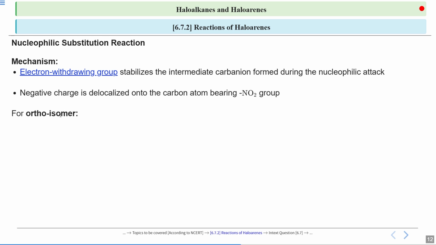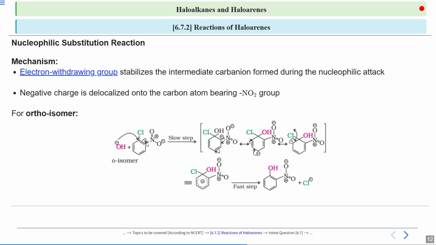So if you understand structurally, for the ortho isomer, at the ortho position the NO2 group is attached, and at the para position you have chlorine, and at the ortho position you have NO2, which is the electron withdrawing group. What will happen? The nucleophile will attack the carbon in the benzene ring to which the chlorine is attached. Okay, so the hydroxyl group, which is a nucleophile, is attacking the carbon, and what will happen? This double bond electron will shift over to this carbon which is bearing the NO2 group, right? So you will get this structure.